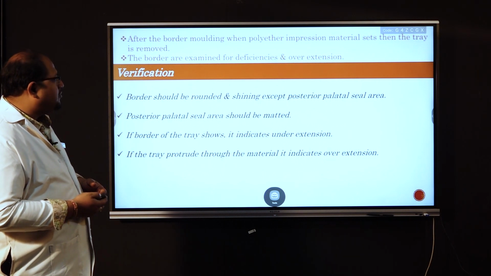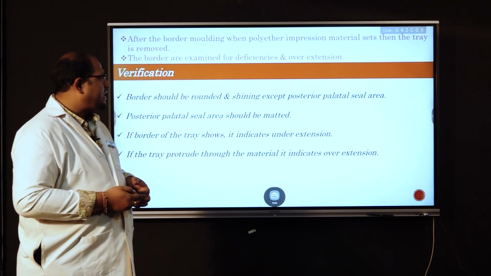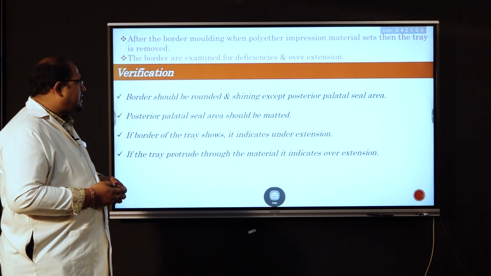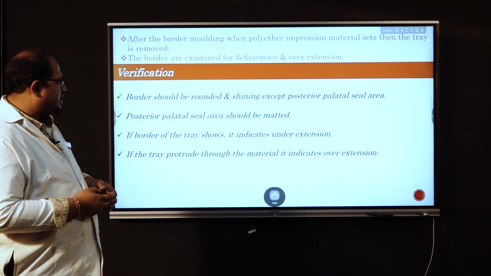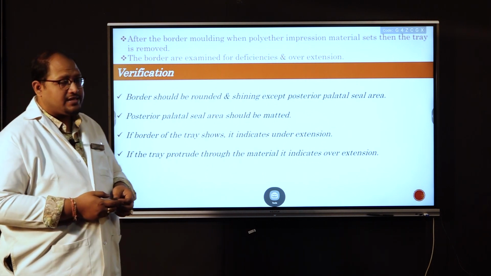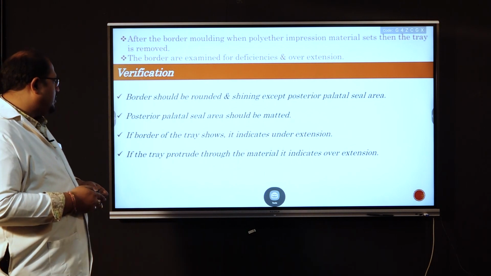Now, what are the things that you need to verify in your border molding? The border should be rounded and shining, except the posterior palatal seal area, correct? The posterior palatal seal area should be matte. It should not have a shiny appearance. If the borders of the tray show, it indicates under extension again. So you need to trim the tray, reload the material, and do the border molding.